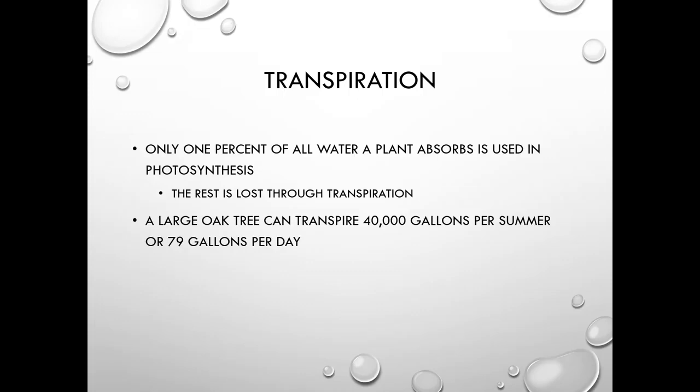Loss is, I'm not sure I like that word, it's just part of the water cycle. But it's good to know that a large oak tree can transpire 40,000 gallons per summer or 79 gallons per day.